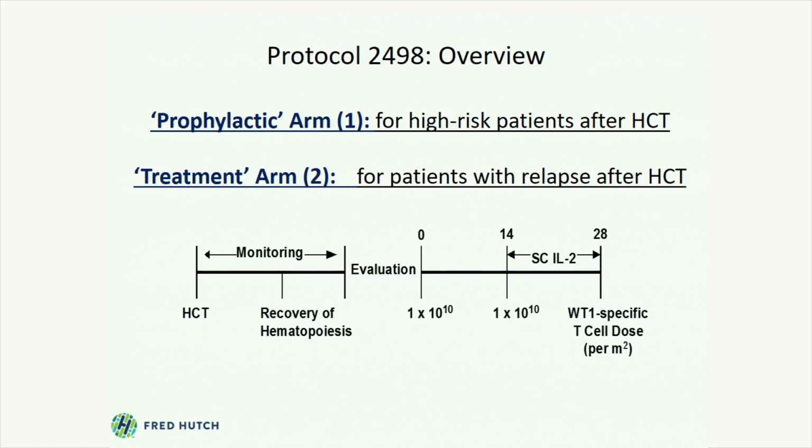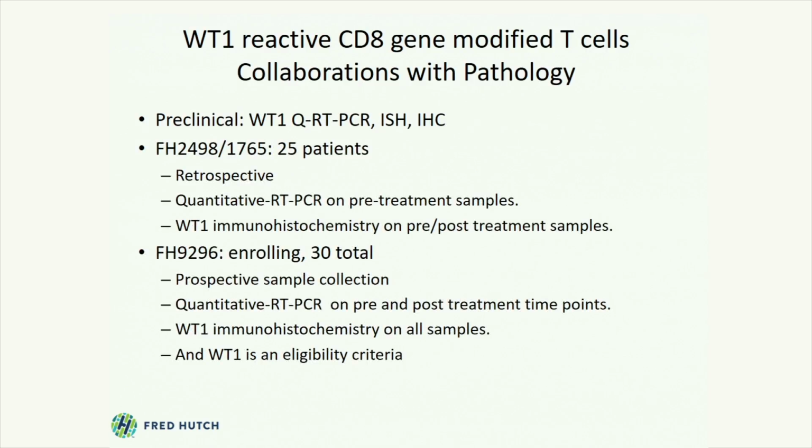So an overview of the initial study was that they had two arms, a prophylactic arm and a treatment arm, for high-risk patients after HCT, and I will tell you that to date, in the prophylactic arm, nobody's relapsed, so it's great. The treatment arm is patients who relapsed after transplant, then get put on this protocol. However, by the time pathology got involved, it was kind of late and was retrospective. They didn't select for WT1 expression before this study started.